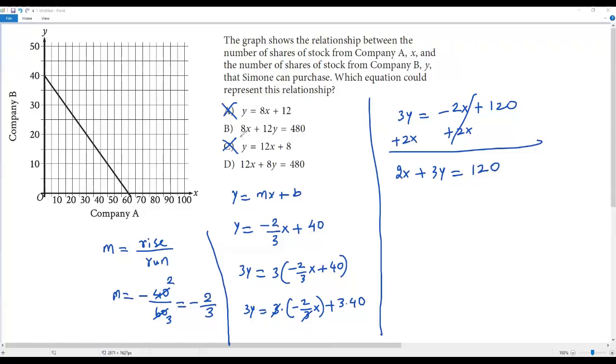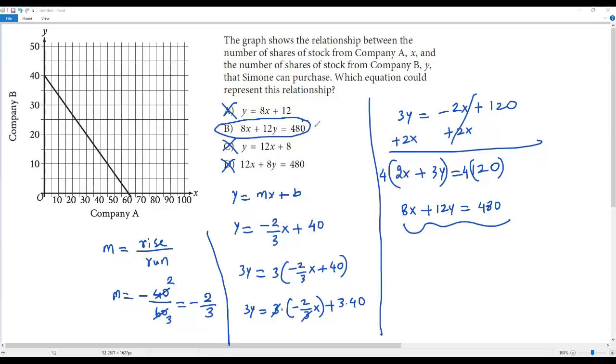When I look at option B, x is multiplied by 8 and y is multiplied by 12. So if I multiply this expression by 4, what will happen? 4 times 2x is 8x, 4 times 3y is 12y. So I am getting the expression that I find in option B. So now let's multiply both sides of this equation by 4. 4 times 2x is 8x, 4 times 3y is 12y, and 4 times 120 is 480. So I find the standard form of this equation exactly in option B. So we can reject option D also. The correct answer choice for this question is option B.